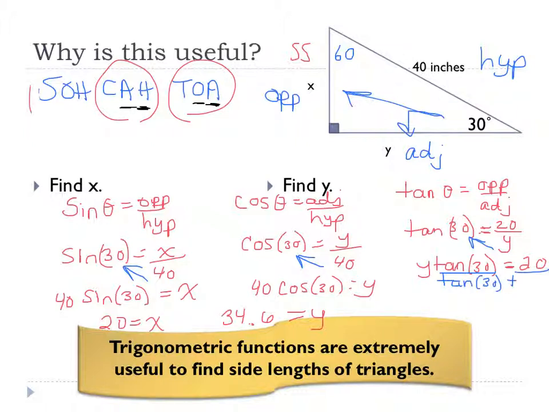And whatever you do on one side, you've got to do on the other. So these cancel, and we end up with y equals 20 divided by the tangent of 30. And we can solve for that now. Take the tangent of 30, and we get exactly the same answer as you would expect. So this is just an example of how the ratios are very related to each other, and you've got multiple opportunities or options sometimes within a given problem.